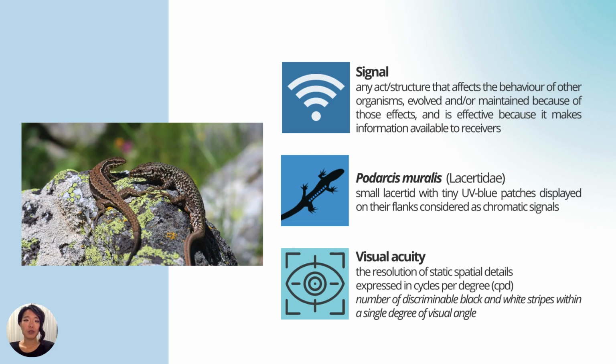The species I'm particularly interested in is Podarcis muralis, a small lacertid that uses various visual signals, including dynamic displays such as foot shakes, and conspicuous color patches, because yes, indeed, it shows on its flanks UV blue patches that are considered chromatic signals. So why is the visual acuity of this little lizard such a compelling subject to explore?